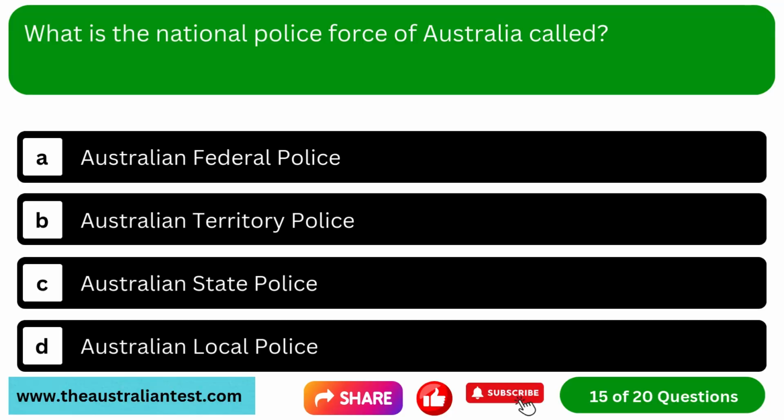Question 15. What is the national police force of Australia called? Option A, Australian Federal Police. Option B, Australian Territory Police. Option C, Australian State Police. Option D, Australian Local Police.